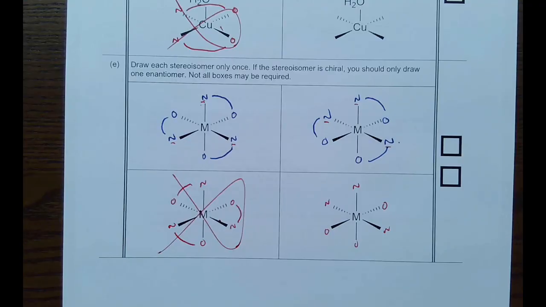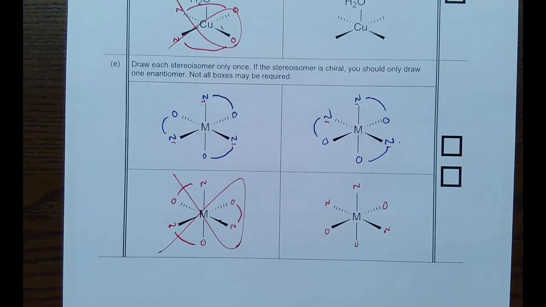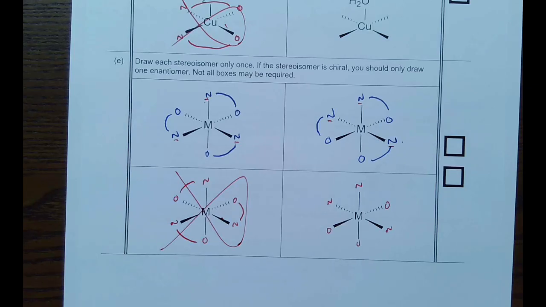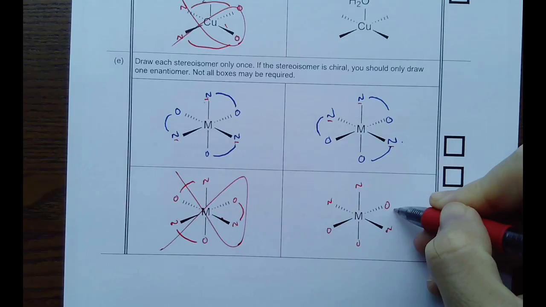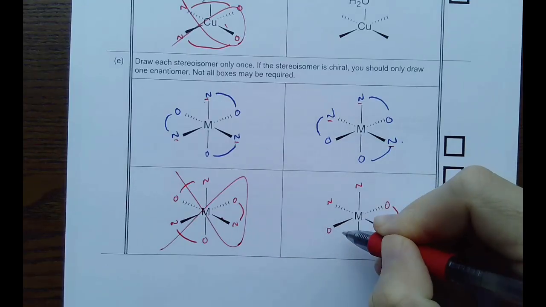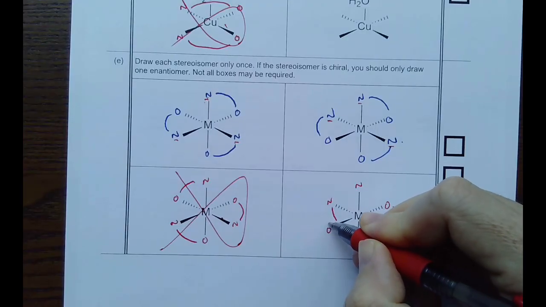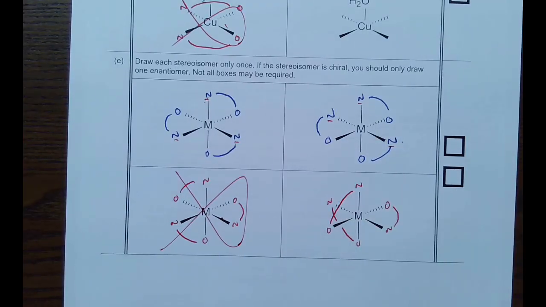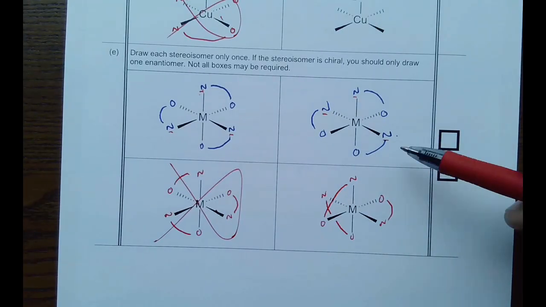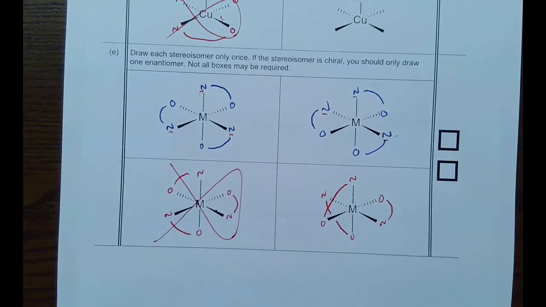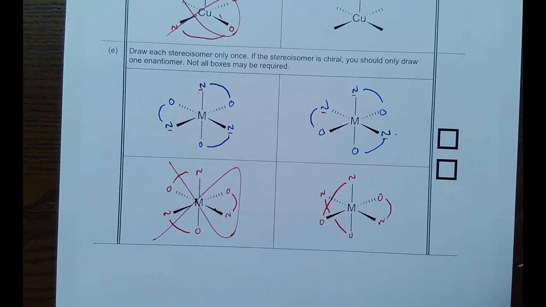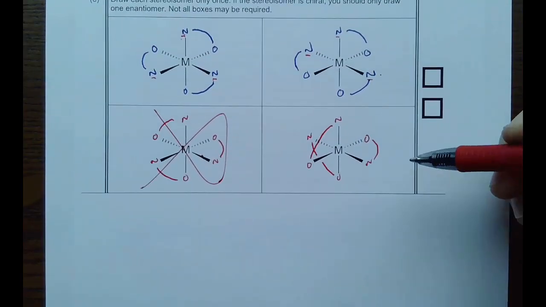Okay, and then we can do the same with this one over here. This one's a little bit more messy to draw, so if I connect those two together, then I have to connect this down to here, and this one up to here. Okay, and then we can try and decide whether or not this is a different isomer altogether. Now this one's a little bit more tricky to see.